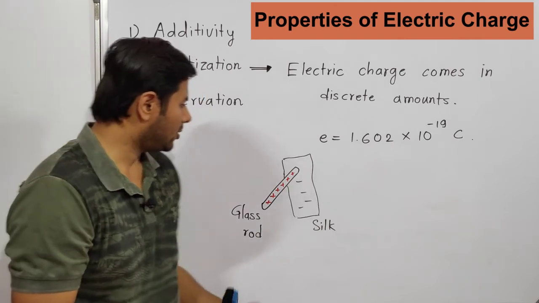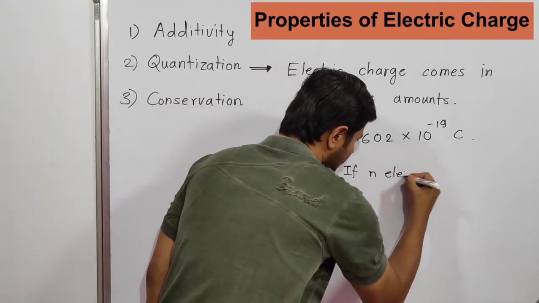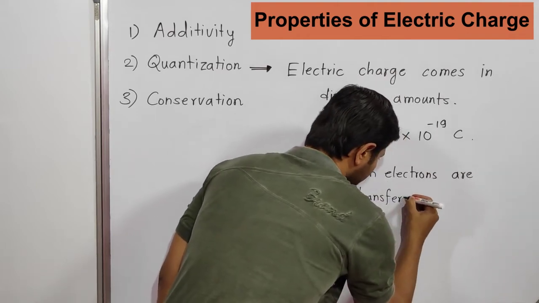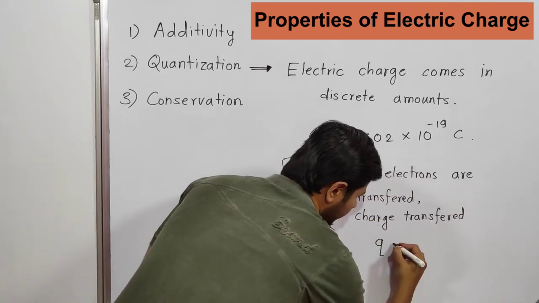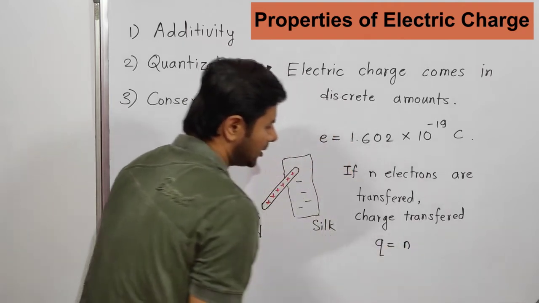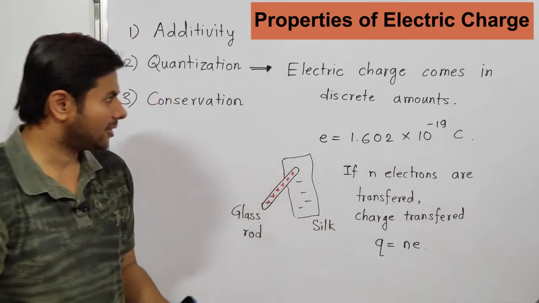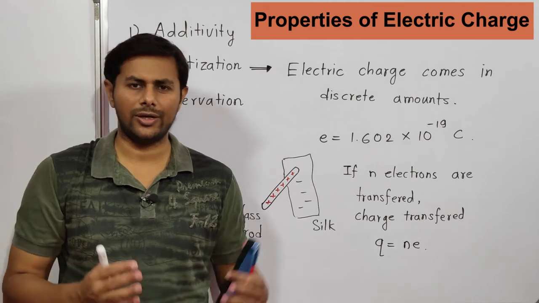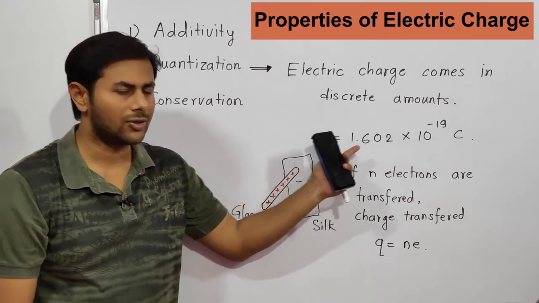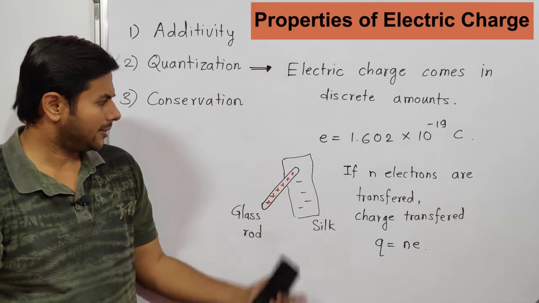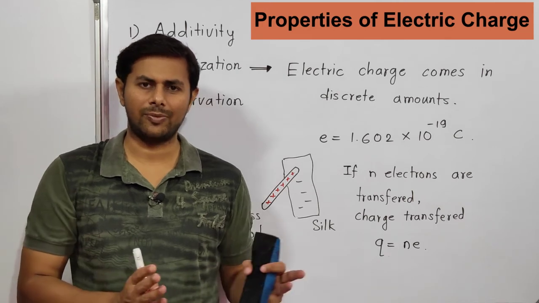Alright, so if n electrons are transferred from glass rod to silk, the charge transferred, let's suppose it is q, will be equal to n times the charge on one electron, and that is n times e. Alright, so charges come in discrete amounts, they cannot have any arbitrary value, and the minimum possible charge a body can have is equal to the charge on one electron or charge on one proton, and any charge a body can have should be equal to n times e. Alright, in multiples of e.